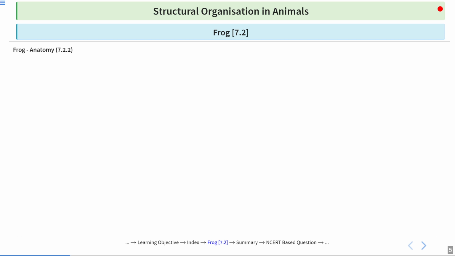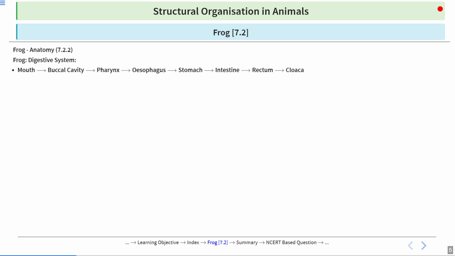Okay. Structural organization in animals, frog. So today we will talk about the frog digestive system. The digestive system in frog starts from its mouth. From the mouth, the food comes to the buccal cavity. There is a cavity-like thing because there is an upper jaw and a lower jaw. In between the upper and the lower jaw, there is a cavity and that cavity is called the buccal cavity. Now, the buccal cavity leads to the pharynx region.